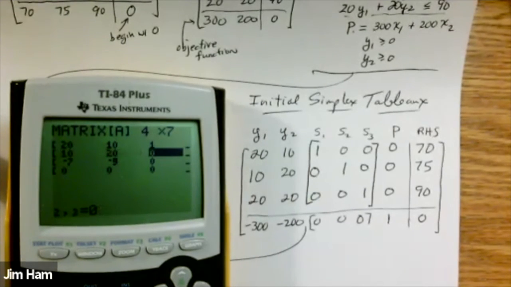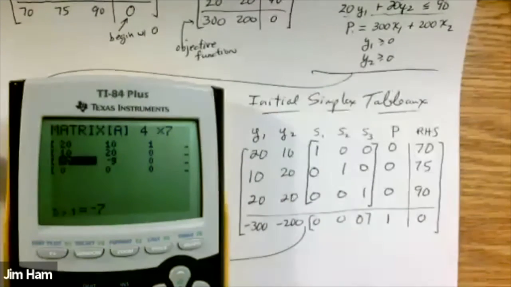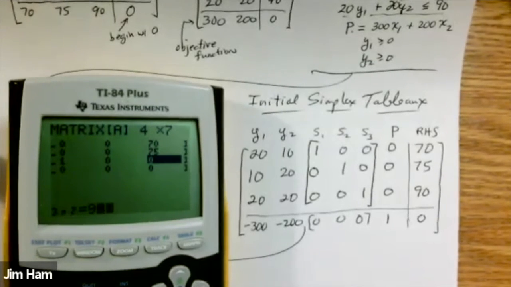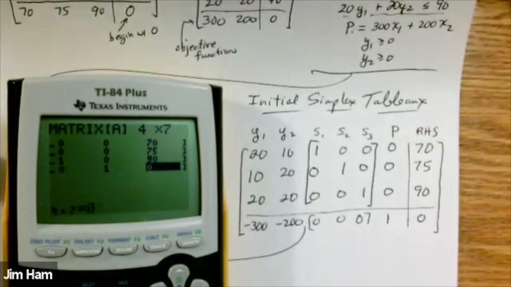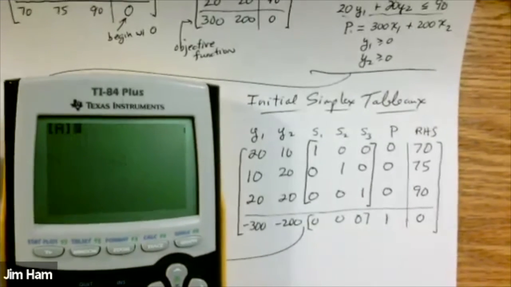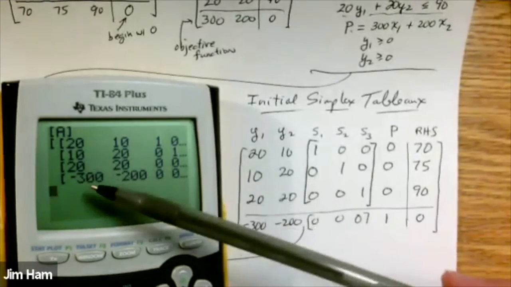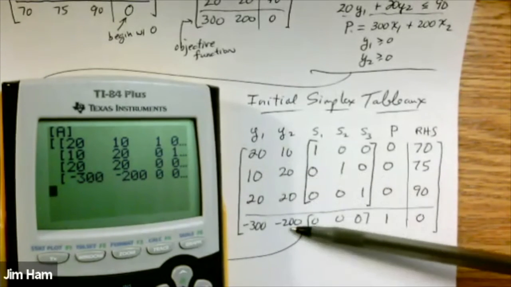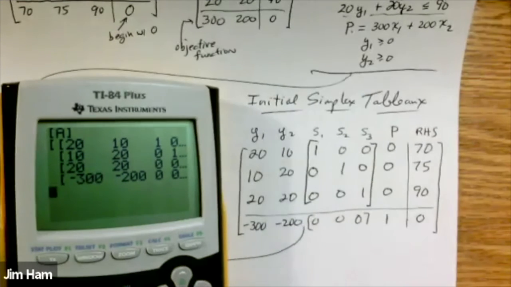10, 20, 0, 1, 0, 0, 75. And 20, 20, 0, 0, 1, 0, 90. And then come the negatives: negative 300, negative 200, 0, 0, 0, 1, and then 0. And I can type my matrix to the home screen and make sure that everything is correct. A lot of times to get the incorrect answer, all it takes is just a single error.